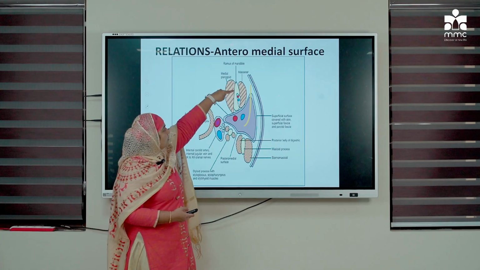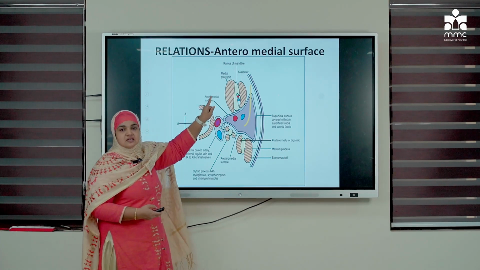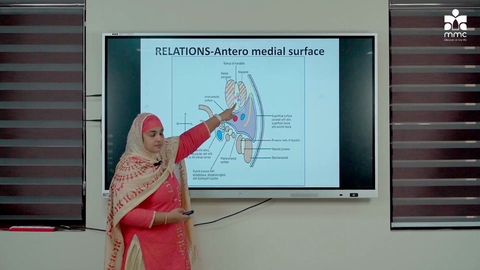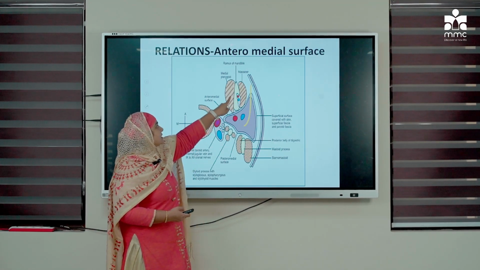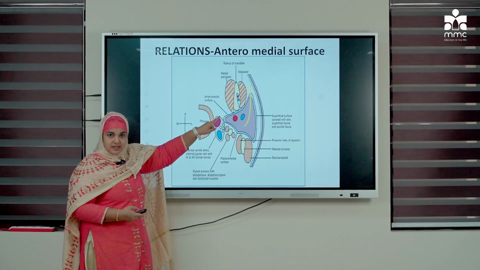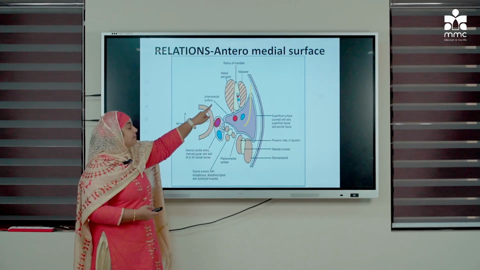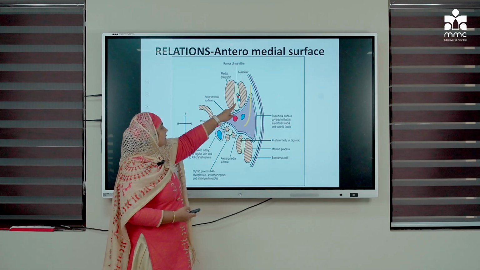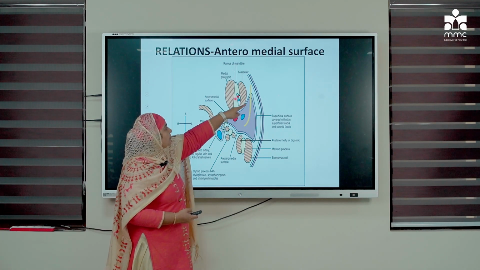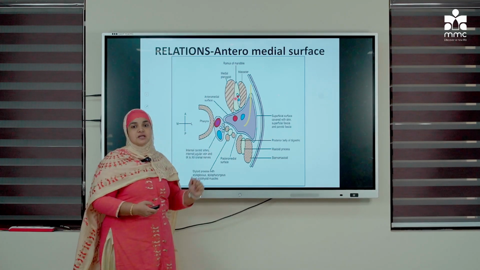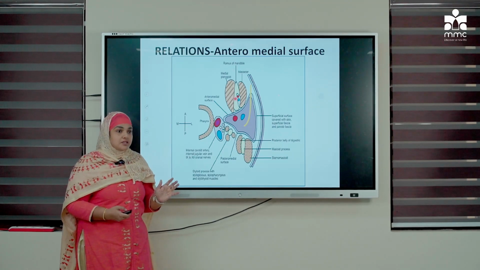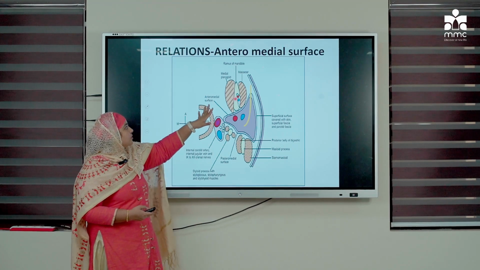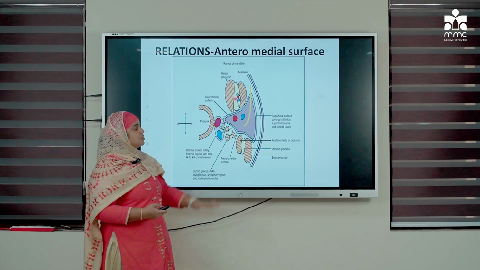The bone that is related to the anterior medial surface is the mandible. So here we have the ramus of the mandible, and the two muscles attached to the ramus of the mandible, which are the masseter and the medial pterygoid. So we have the masseter, medial pterygoid, ramus of the mandible, and also part of the facial nerve and sometimes part of the maxillary artery as it emerges. So these are the important relations of the anterior medial surface.